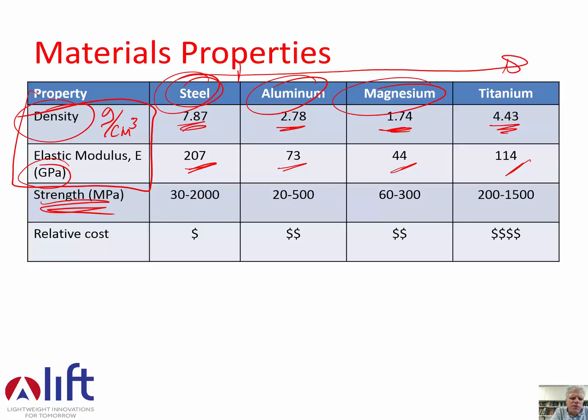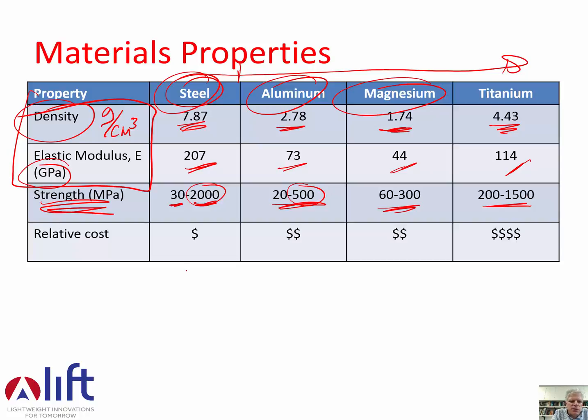Strength can vary all over the map. For steel, it can go from about 30 megapascals to about 2,000, seeing almost a factor of 100 in there on how strong steel can be depending on how you process it. Aluminum is very similar. It goes from very weak to very strong, usually not quite as strong as the strongest steels. Magnesium, again, you can have weak to strong, and titanium quite the same. Big ranges on strength, whereas again, density and modulus, very, very little within that.